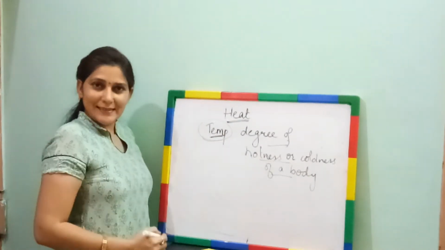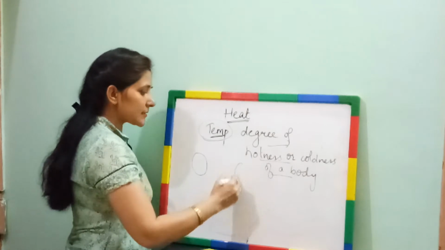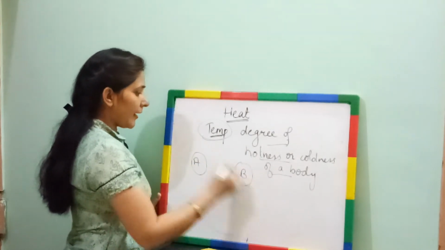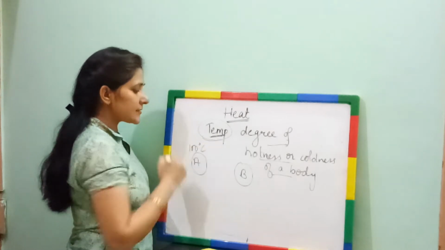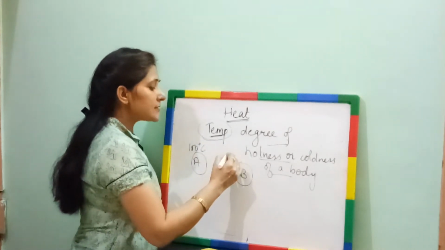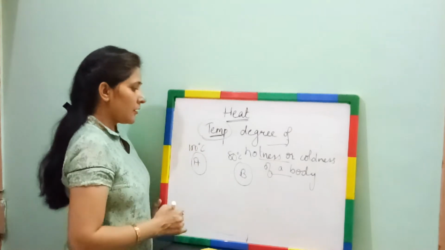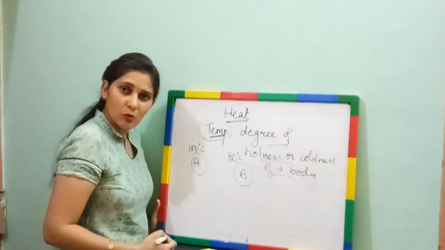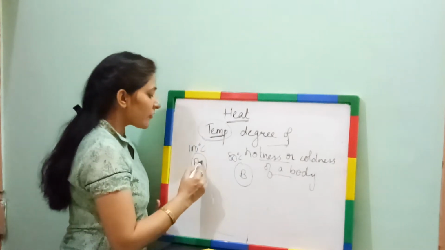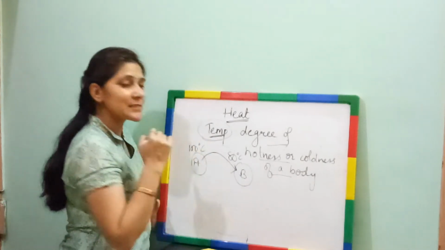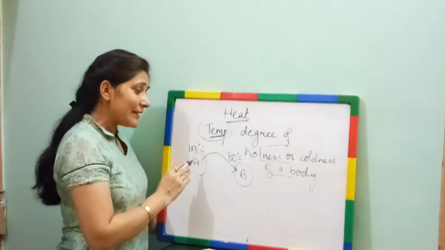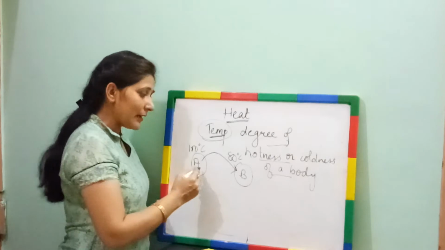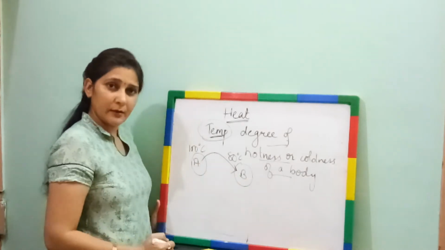What does temperature tell us? Suppose we have two bodies A and B, and we know the temperature of body A is 100 degrees Celsius and the temperature of body B is 80 degrees Celsius. So we studied in this chapter heat that heat always flows from more temperature towards less temperature until and unless both attain the same temperature, until thermal equilibrium is maintained.